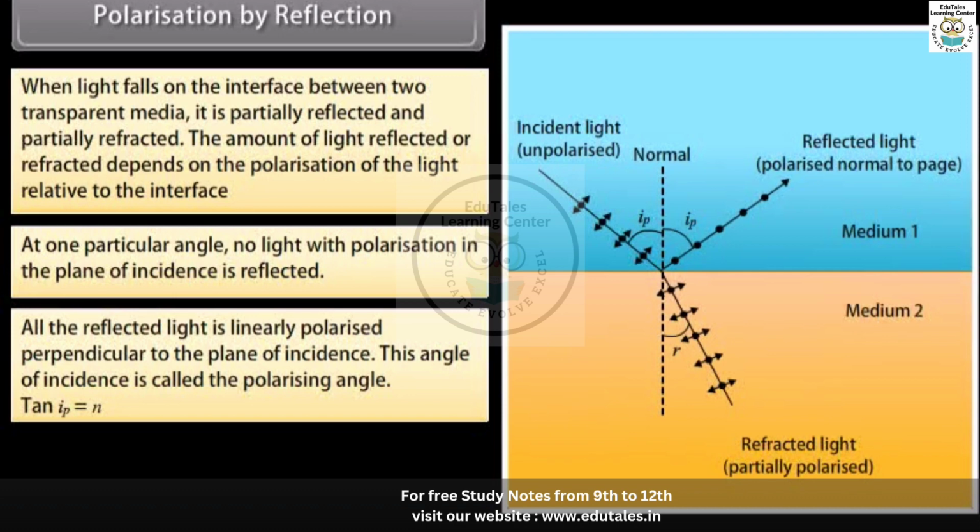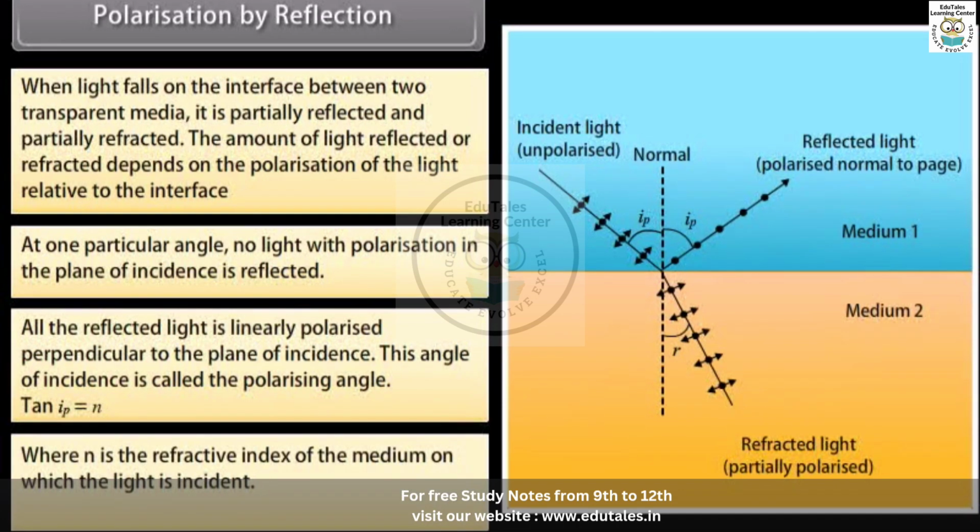This angle of incidence is called the polarizing angle. Tan i_p is equal to n, where n is the refractive index of the medium on which the light is incident. This equation is known as Brewster's law.